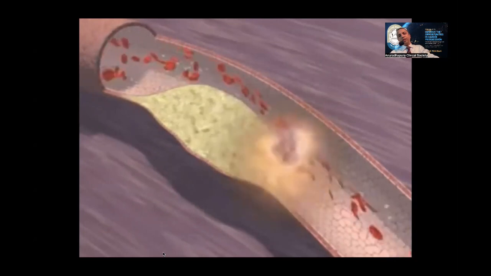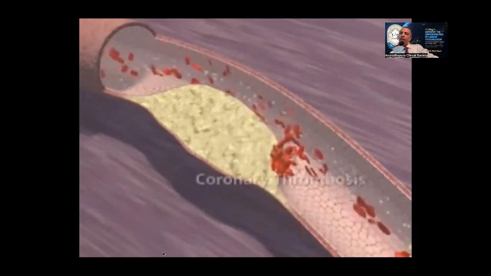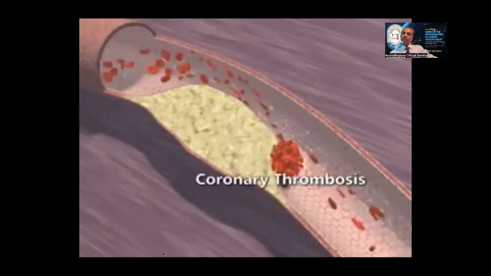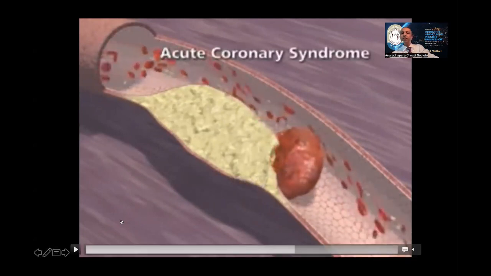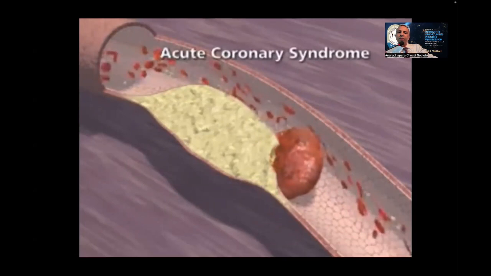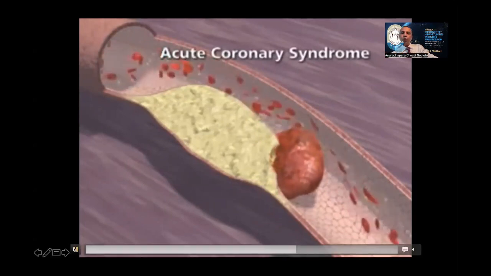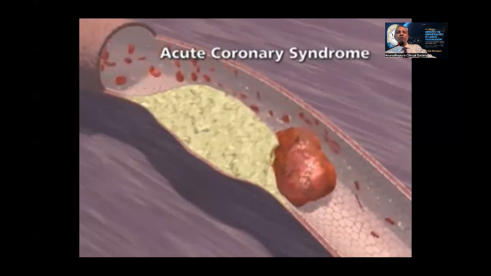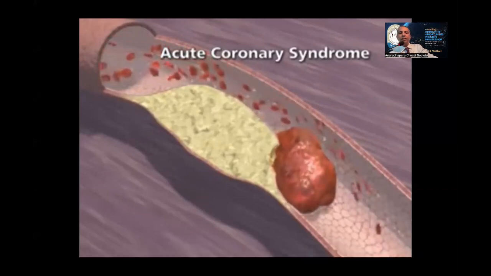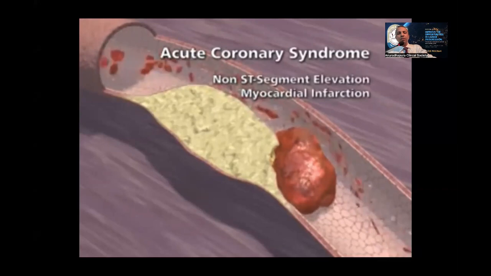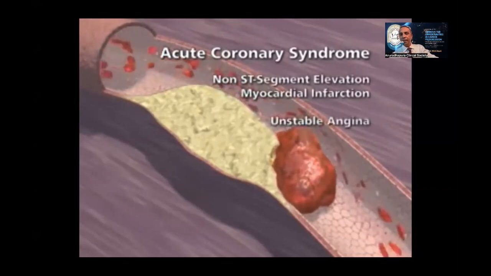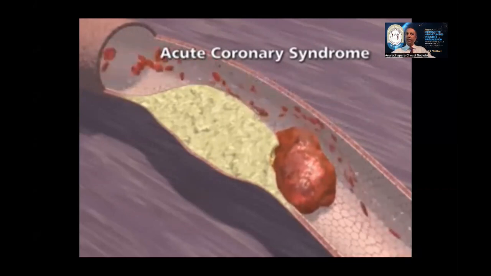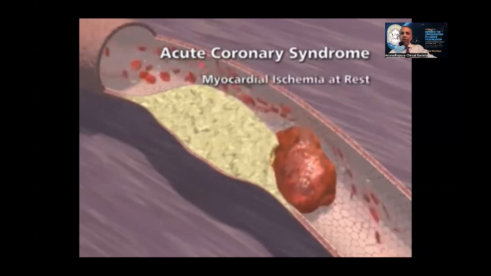But when plaque rupture occurs, there is clot formation. You will see this is a non-STEMI, where the flow is there, but there is a clot inside. When it progresses more, it becomes totally blocked, and then it is a medical emergency. That is what causes ST elevated myocardial infarction: non-STEMI is a medical urgency, STEMI is a medical emergency.